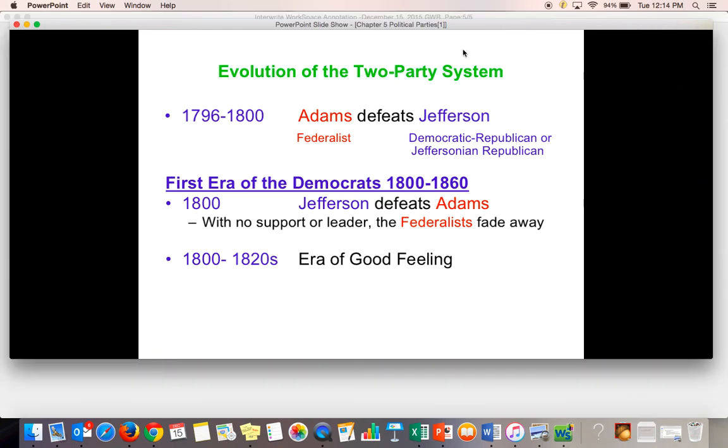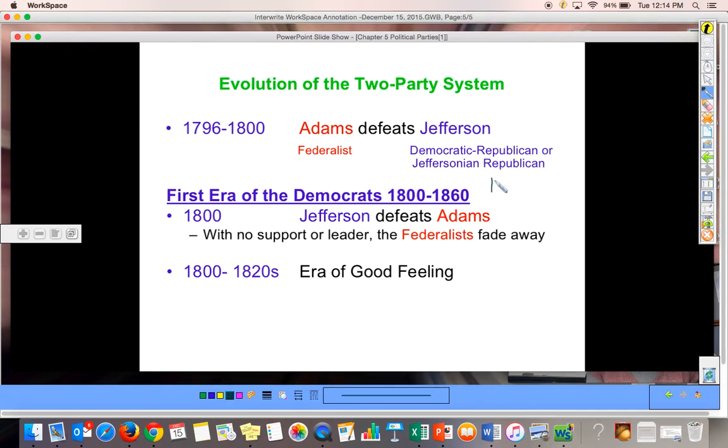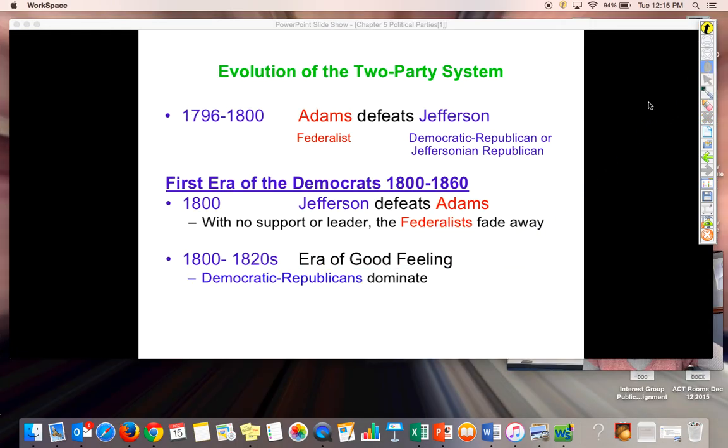And I want you to know that these dates are different depending on what source you're looking at. Sometimes people will say that the founding era lasts from 1796 to 1824. But what basically is happening is that the Federalist Party will fade away, and we have a domination of one party being the Democratic Republican Party. They call this the era of good feeling between the 1800s and the early 1820s, which is really, we have one political party dominating the scene.